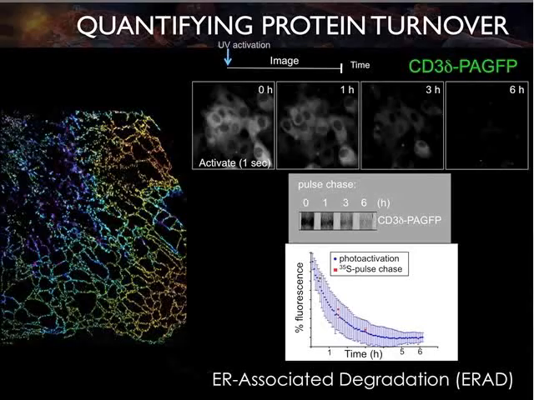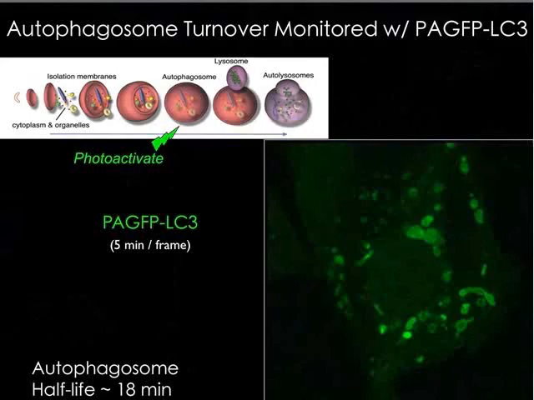Now, at the same time, one can monitor organelle turnover using photoactivatable fluorescent proteins. And this slide here just illustrates the use of this for monitoring the turnover of autophagosomes, which is shown in this cartoon up in the upper left-hand panel, represent organelles that form in response to stress or starvation and engulf portions of the cytoplasm that then are enclosed in a membrane bilayer that fuses with the lysosome.